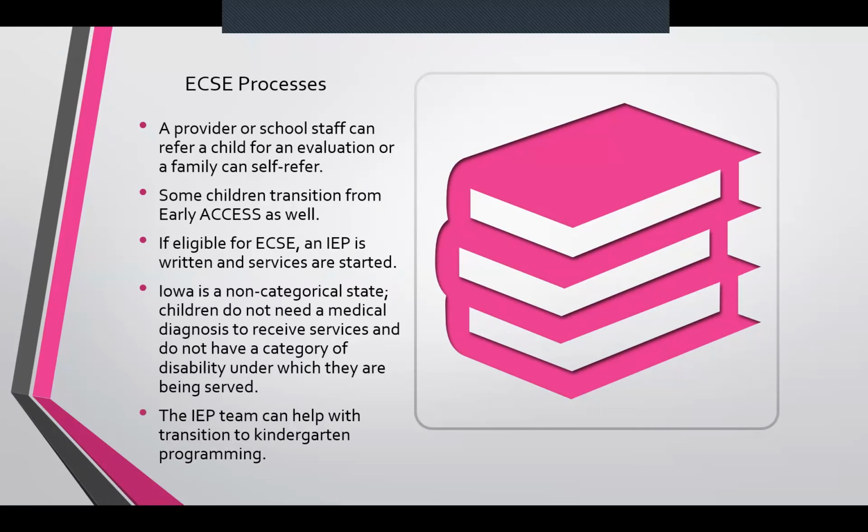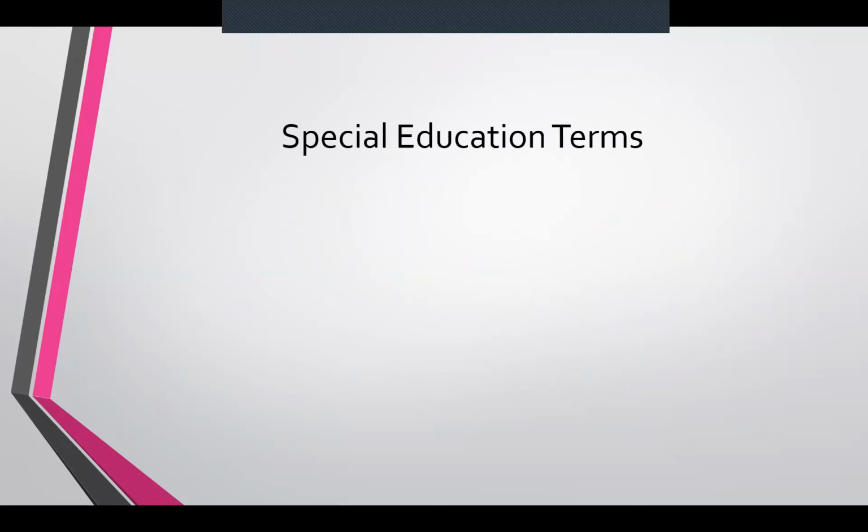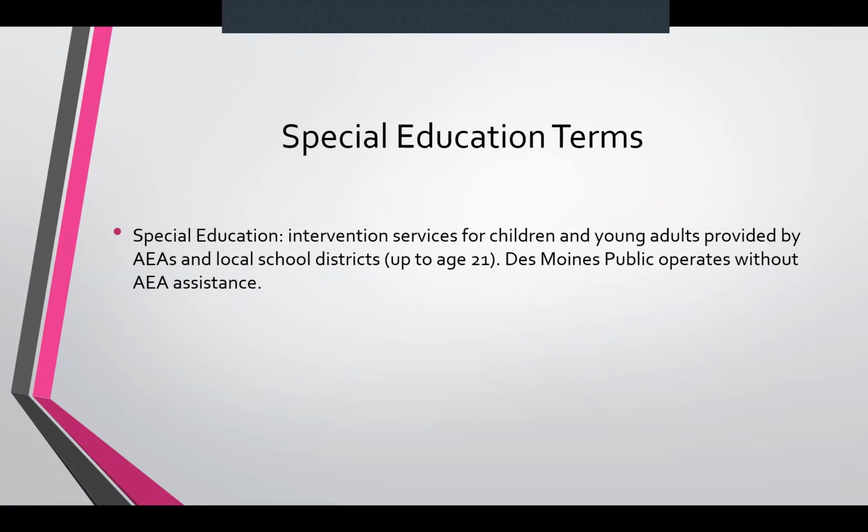And as kindergarten approaches, the IEP team again is going to help assist with that transition to kindergarten programming, which is going to be done through special education instead of early childhood special education. So these are those services for children and young adults actually provided by AEAs and local school districts up to age 21. And again, Des Moines Public operates without the AEA assistance.